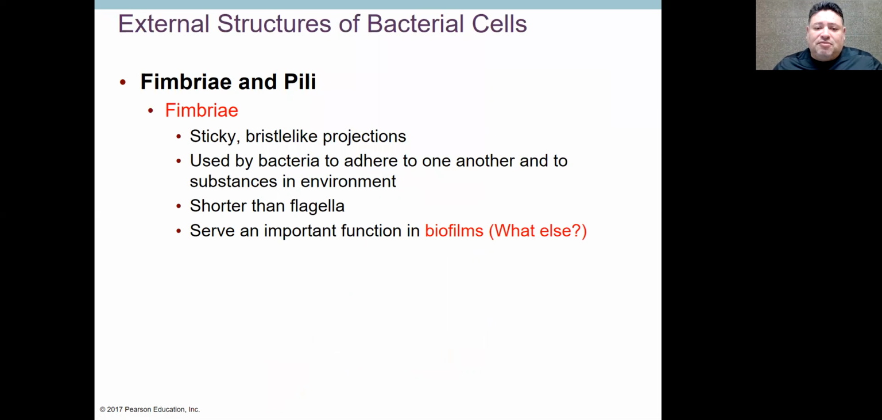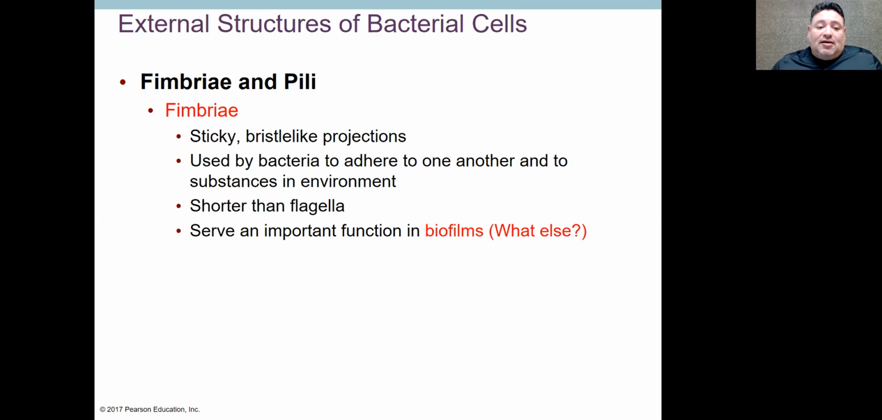So before we said that the glycocalyx is an important precursor to biofilms, now I'm telling you that fimbriae are also an important precursor to the production of these biofilms. What's a biofilm? Remember, a biofilm is when two or more microorganisms stick to each other and consequently start functioning against their host synergistically. And that gets a little bit scary because then it's harder to treat.